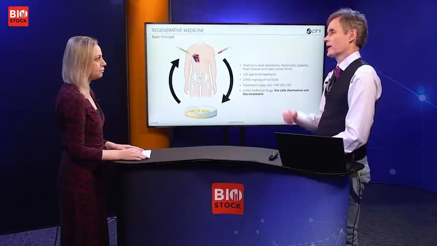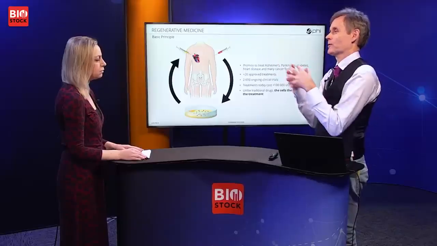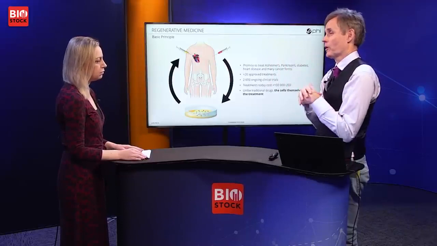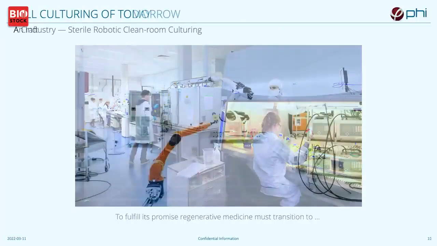The basic principle behind regenerative medicine is to extract cells from the patient, culture the cells in a petri dish, like I showed previously in my presentation, and then transform these cells before they are actually transplanted back to the patient. For example, to cure heart disease, Alzheimer's, Parkinson's, whatever. But in all these cases, you need to transform the cells differently for different purposes. Now, there is an issue in this, that cell culturing is still a craft. It hasn't really changed. So as you see on the image here, cells are cultured manually. It's not an industrial process.